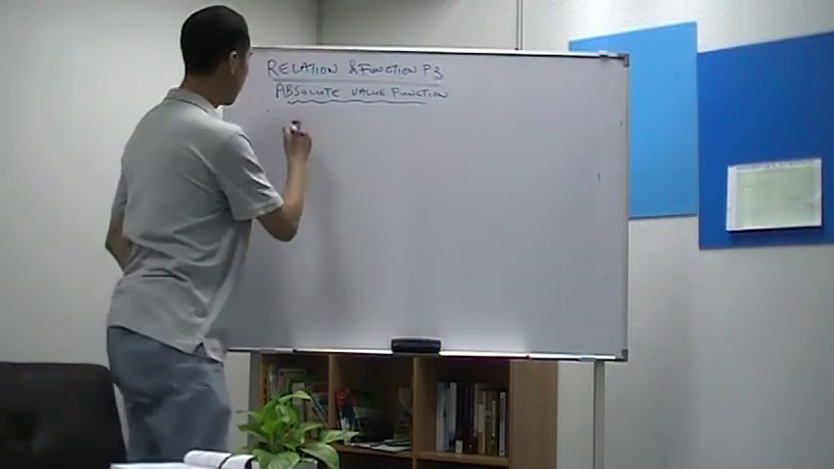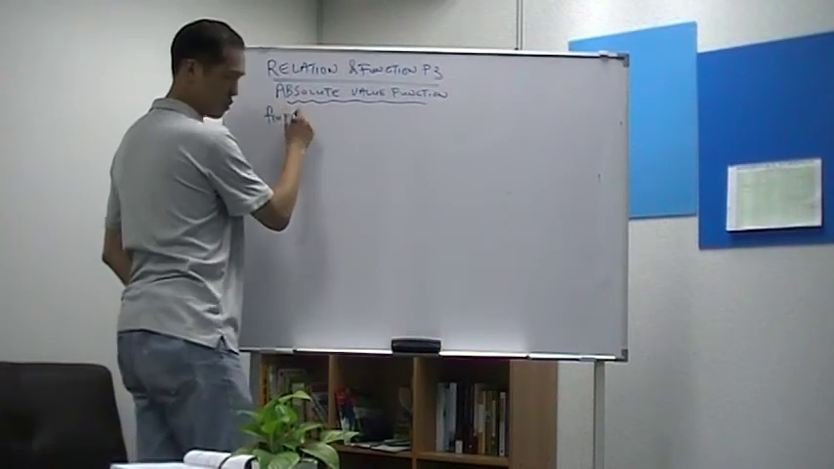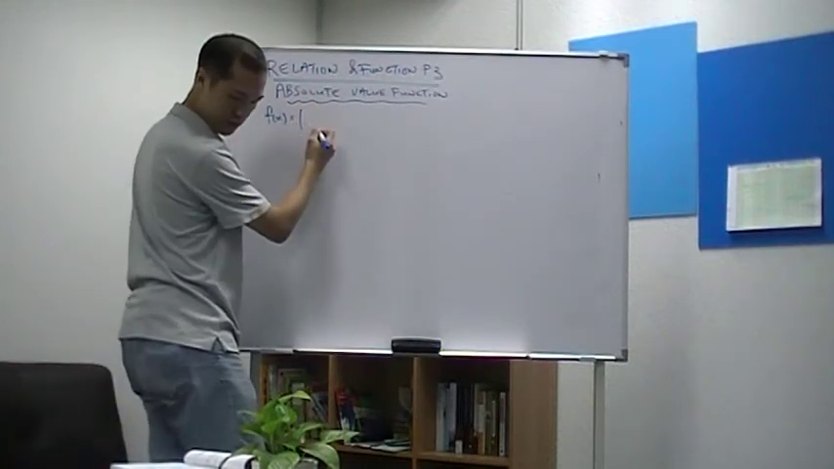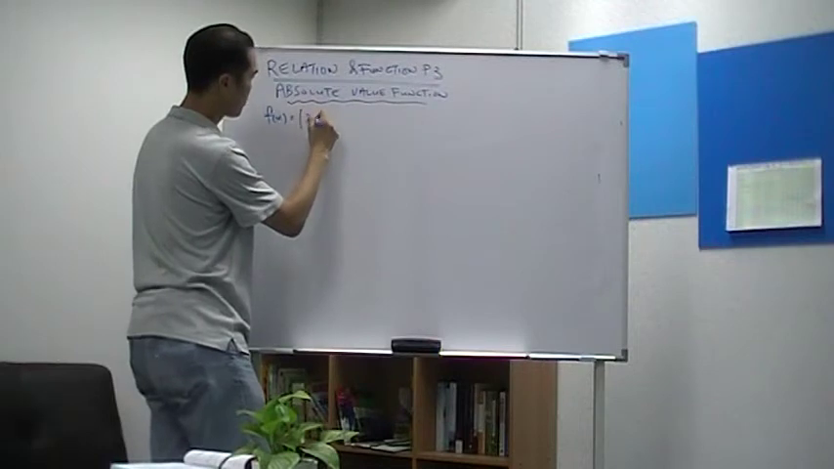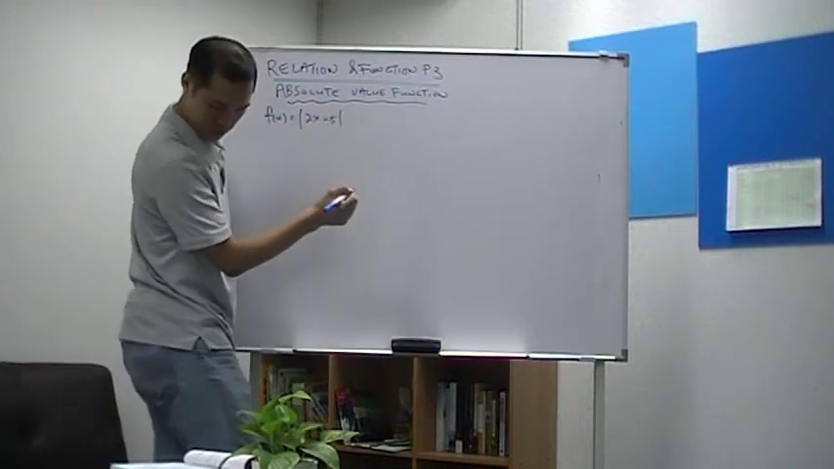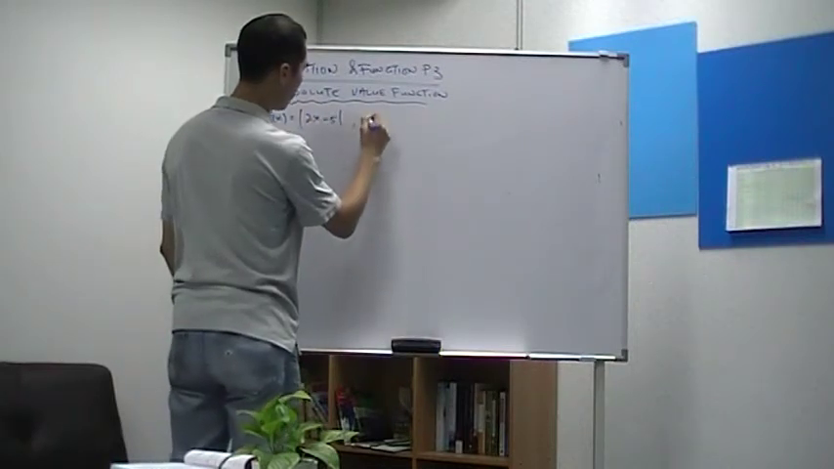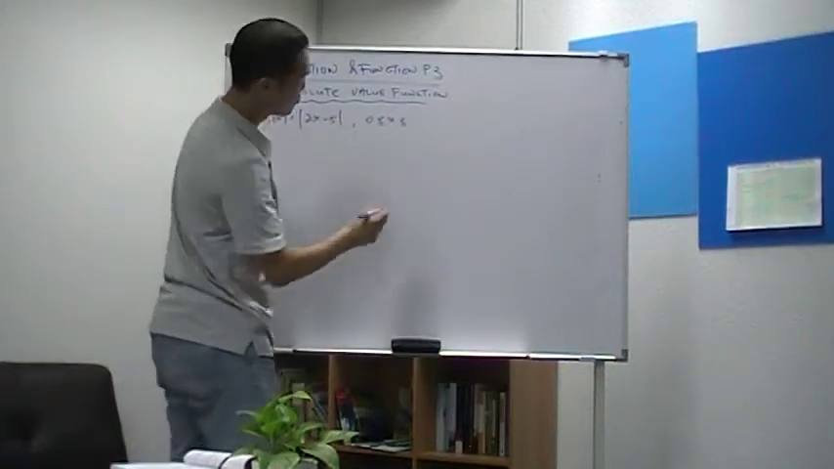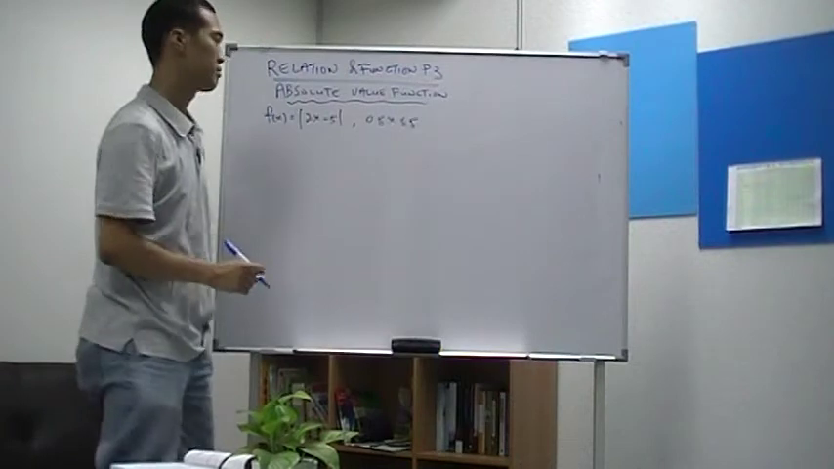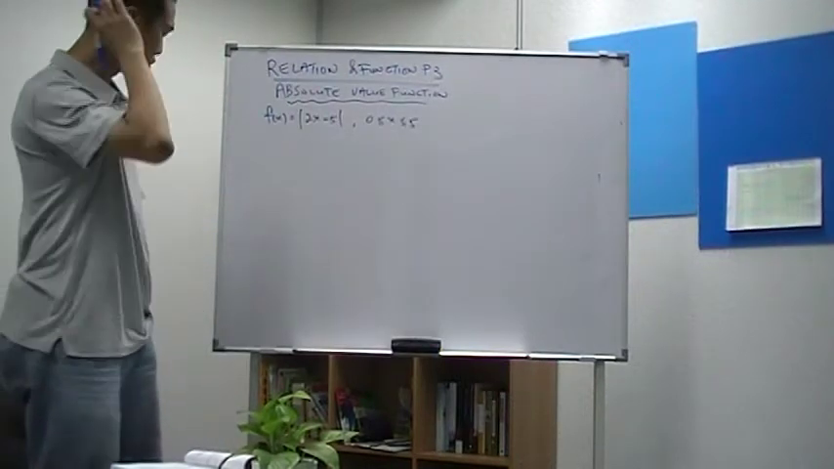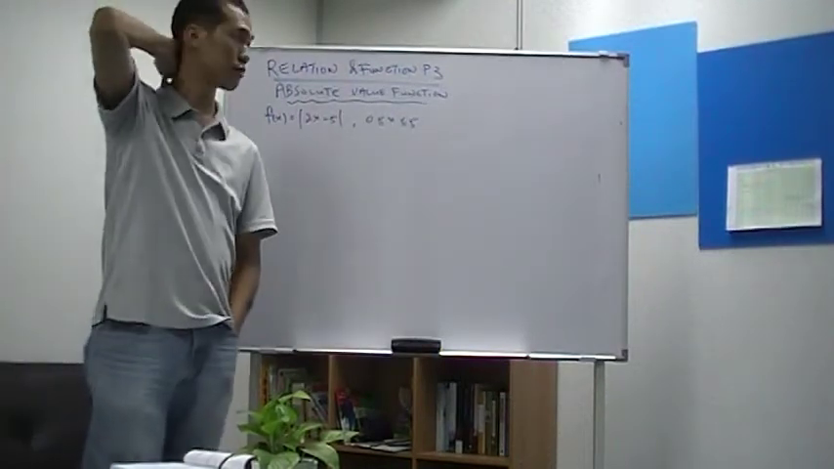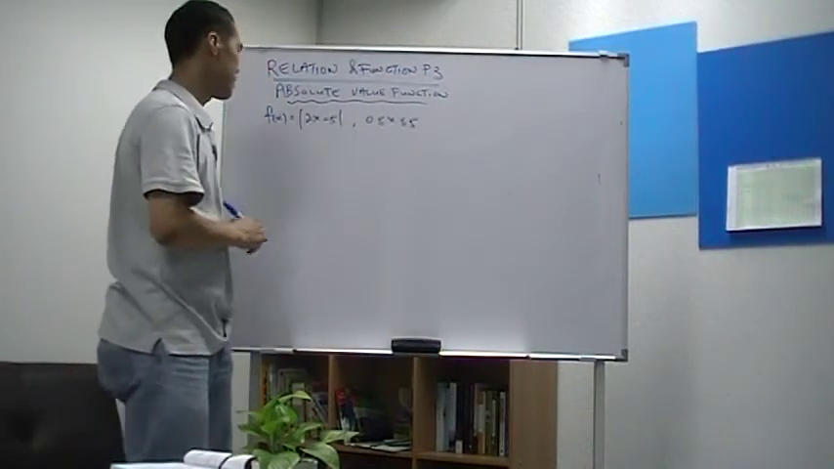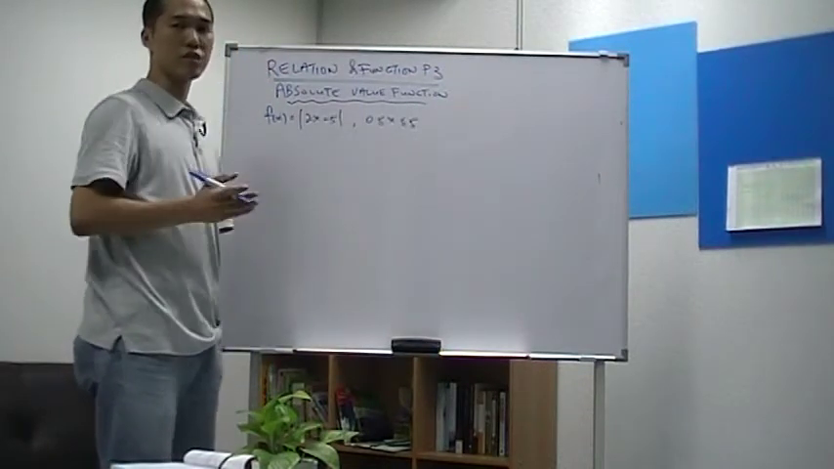Let's try f of x equals 2x minus 5, for the domain of 0 to 5. Okay, so let's do it by ourselves first. See if you can draw the graph. You can pause it first and try. Okay? Now, after you finish, you can come back.